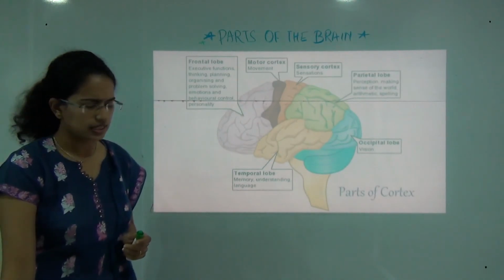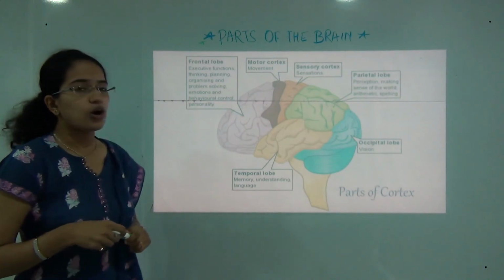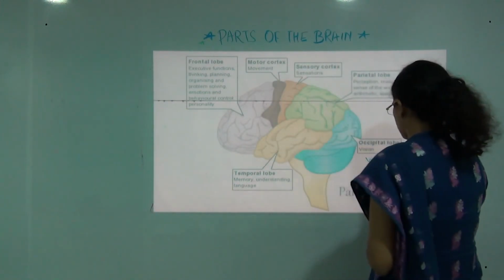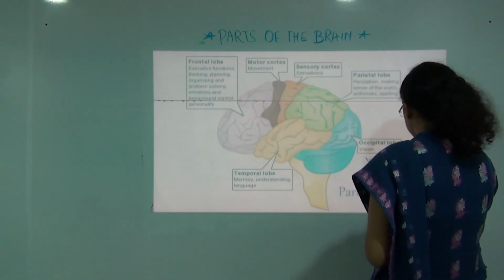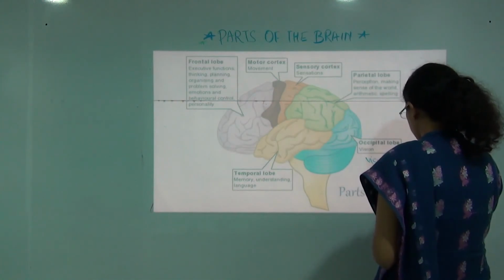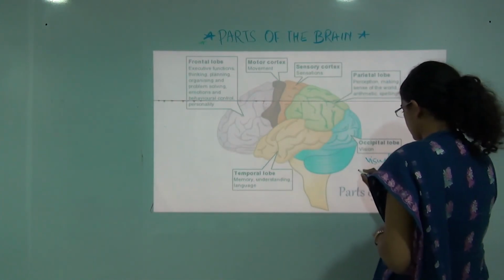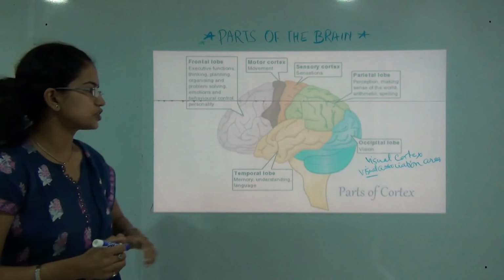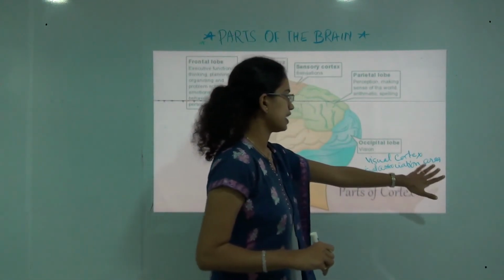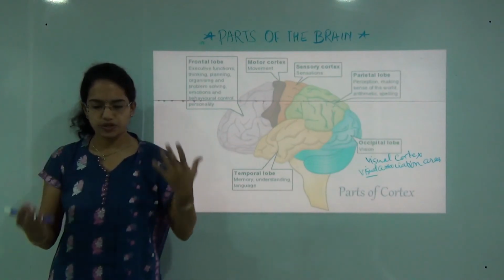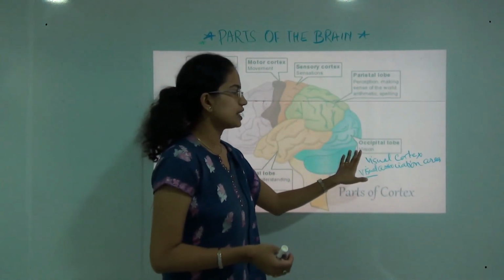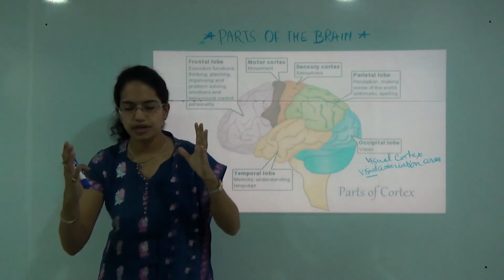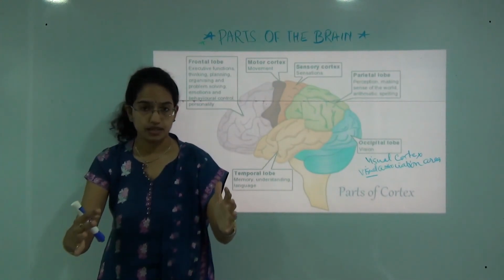The first we will be discussing is the occipital lobe. The occipital lobe includes 2 basic areas, that is visual cortex and visual association area, and the main function of the occipital lobe is vision or seeing something. If there is damage to the occipital lobe, what would happen? A person would not be able to recognize something while seeing it.